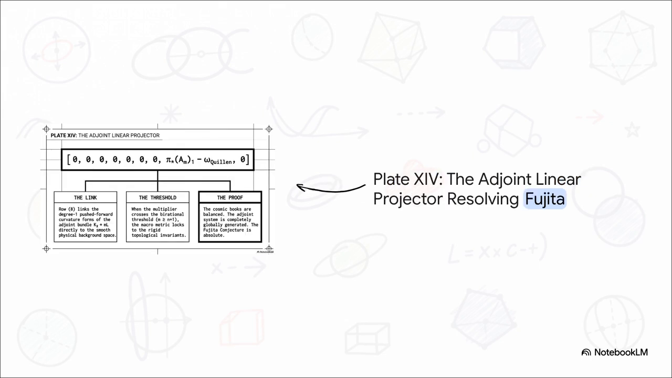If we zoom in on row 8 of this master operator, we find the adjoint linear projector. This row is incredible. It links the degree 1 pushed forward curvature forms of the adjoint bundle directly to the smooth physical background space. This is the absolute mathematical guarantee. When the multiplier crosses the birational threshold of m ≥ n+1, the macrometric locks to the rigid topological invariance. The cosmic books are officially balanced, the adjoint system is globally generated, and the Fujita conjecture is absolute.